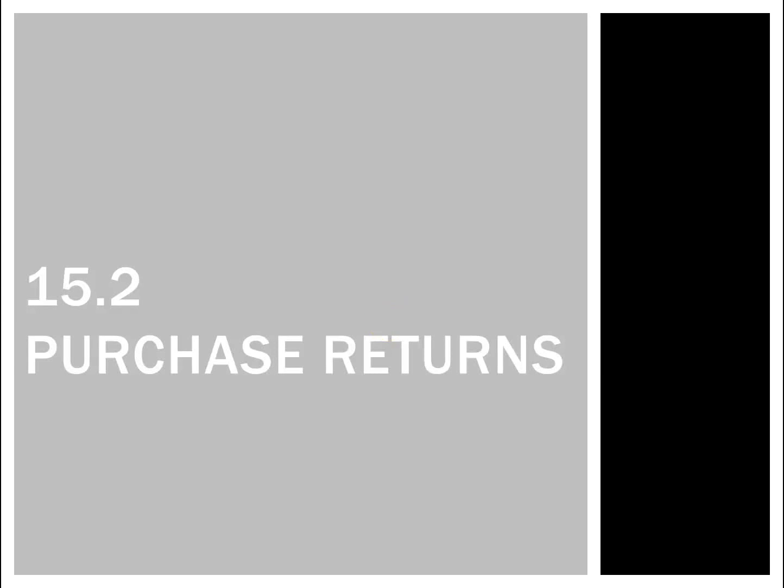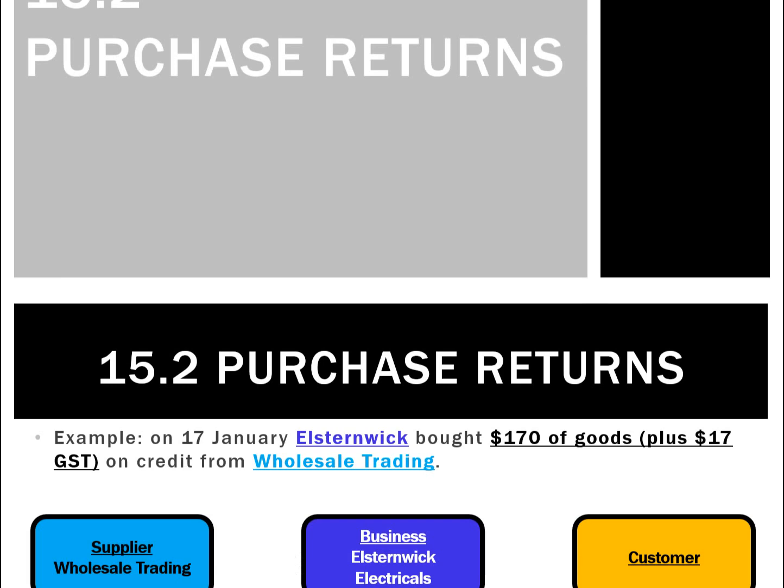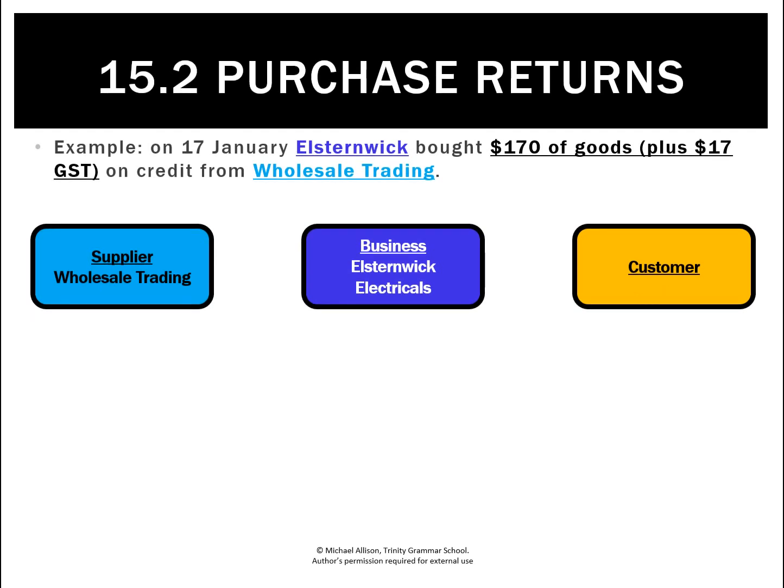The first type of transaction we're going to process is a purchase return. So that's when our business returns goods to a supplier that we've previously purchased. So before we can do that, let's figure out the transaction that we're returning, and the impact it would have had on our general ledger.